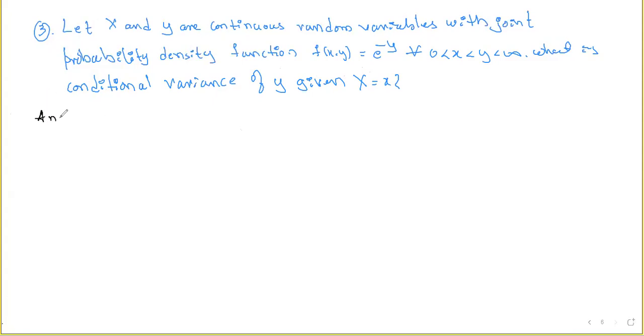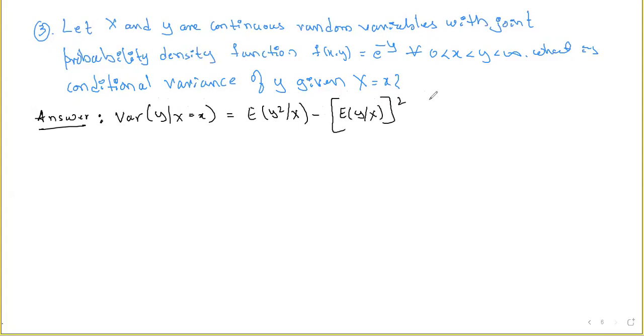So answer: what do they want? Variance, right? So conditional variance, especially the conditional variance of y given x equal to x. This is nothing but expected value of y square given x minus expected value of y given x whole square, right? Then to find this value, we require expected value of y given x as well as expected value of y square given x.